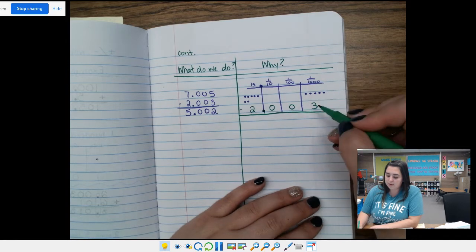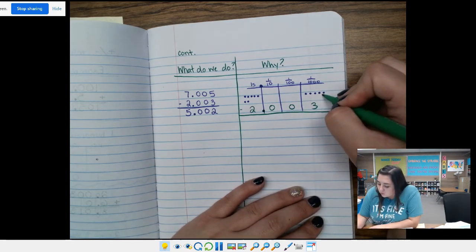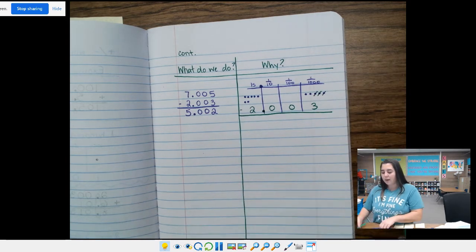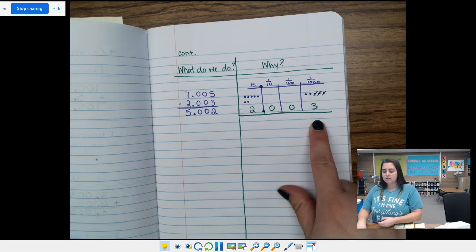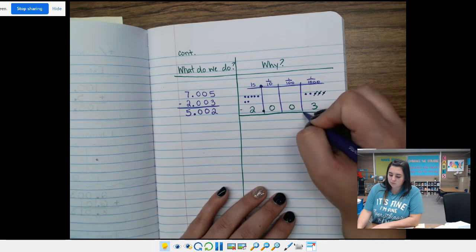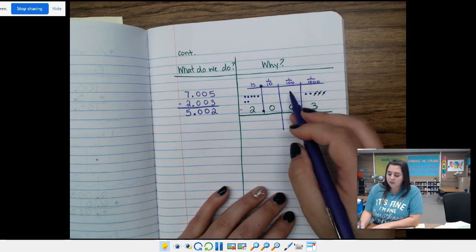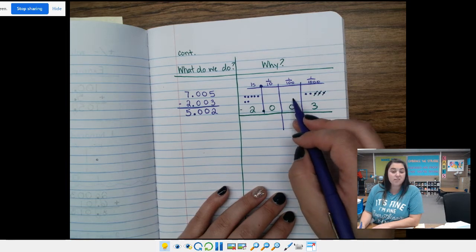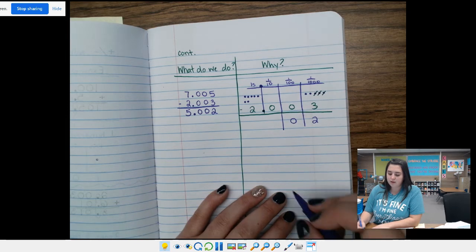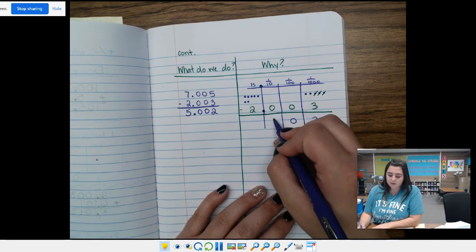So I'm going to use that same color, my green, for what I'm subtracting, and I'm going to cross off 3 of these. 1, 2, 3. How many are we left with in the thousandths? 2. How many are in the hundredths? We don't have to take any away. I didn't start with any. That is still going to be a 0. Same with my tenths. I didn't start with any. I'm taking nothing away. I still have nothing there.